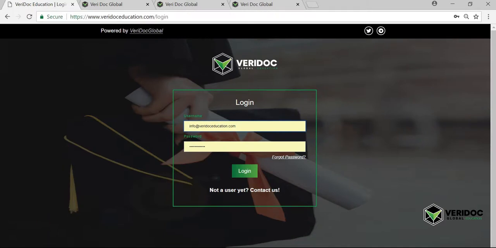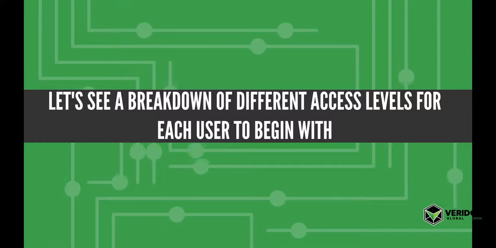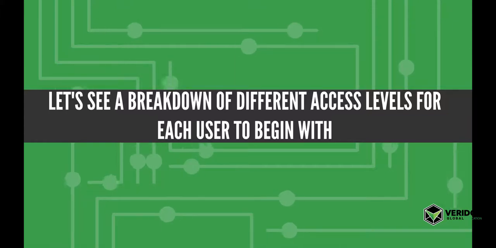Initially, VeriDoc Global will provide every user with a login and password that the user will use to start using our education portal. The access level provided by VeriDoc Global backend is called Master Admin. This access is not just responsible for creating new certificates, but also for managing scopes, users, and other account-related settings. Let's see a breakdown of different access levels for each user to begin with.